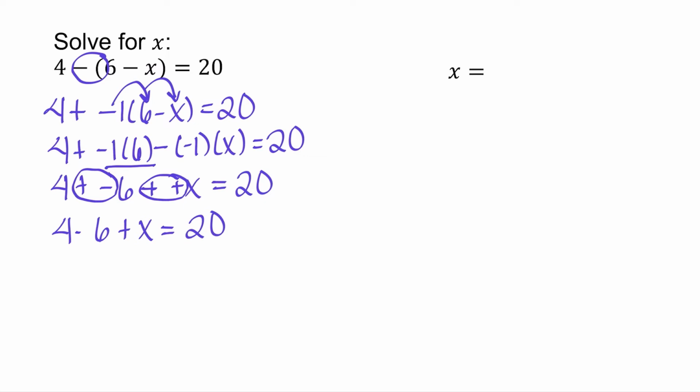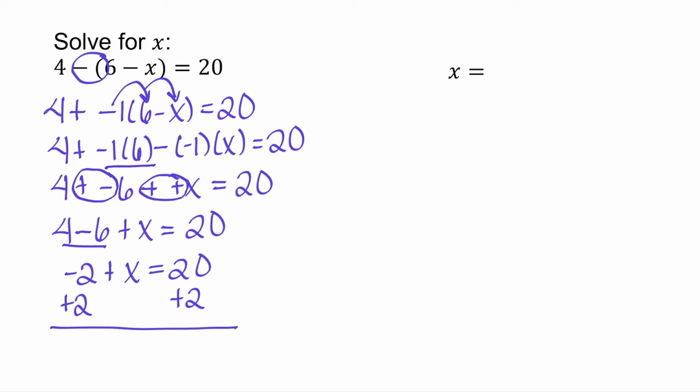Now let's combine the like terms that we have. We have 4 minus 6, so that's going to be -2 plus x equals 20. Now I'm going to move the -2 away by adding 2 to both sides. That will leave me with just x, because -2 and +2 will cancel, and 20 plus 2 is 22. So x equals 22.